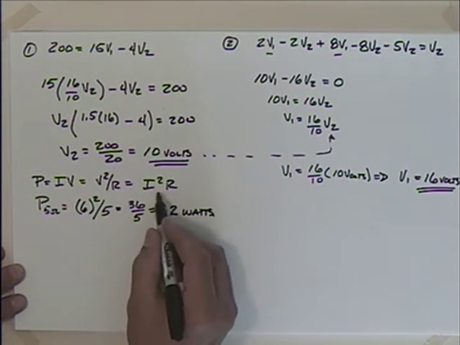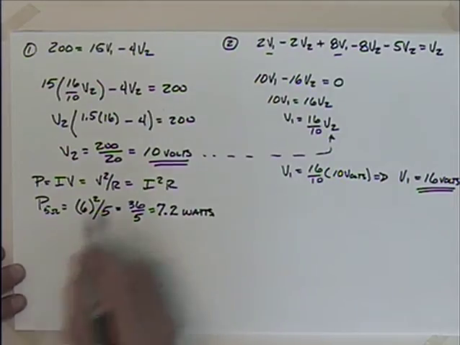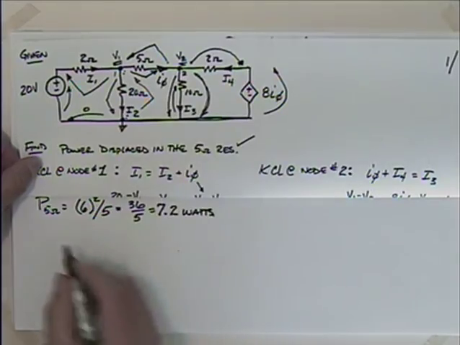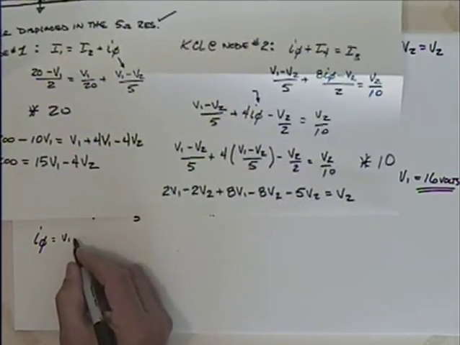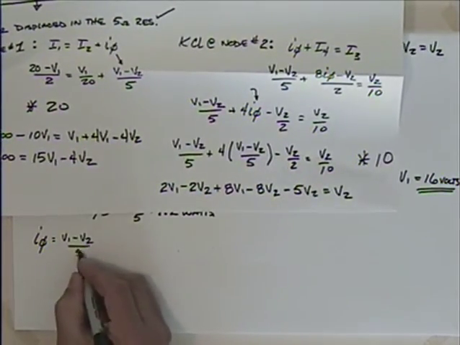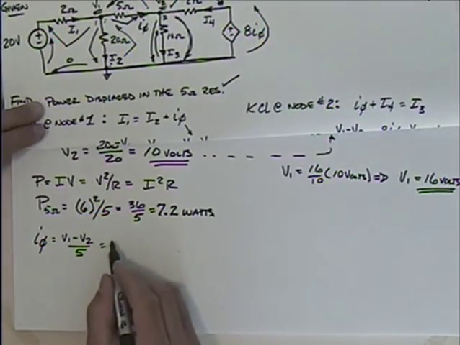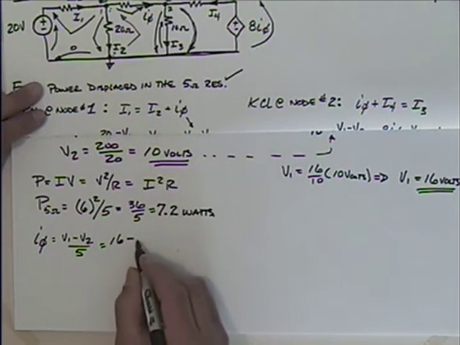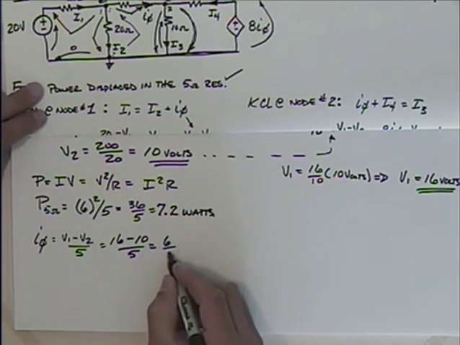Now, if you didn't like being a little careless on the voltage there, we could come back and use our old friend I squared R. I like that one. We're first going to have to get I, which is the current through this, I phi. So what do we have for I phi? We knew I phi was V1 minus V2 over 5. So we've got V1, 16, minus V2, which is 10, over 5, so it's 6 over 5.